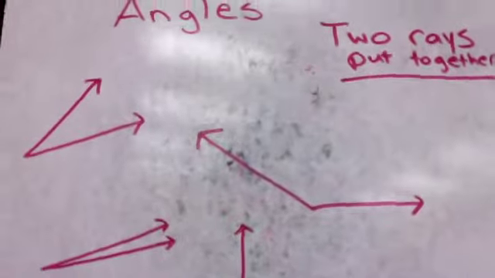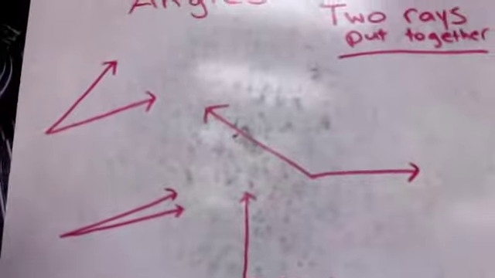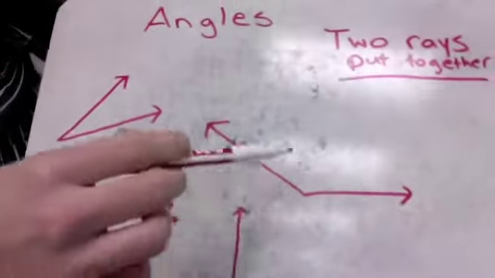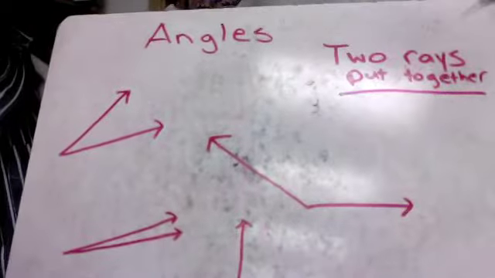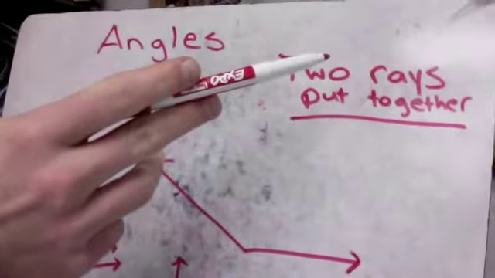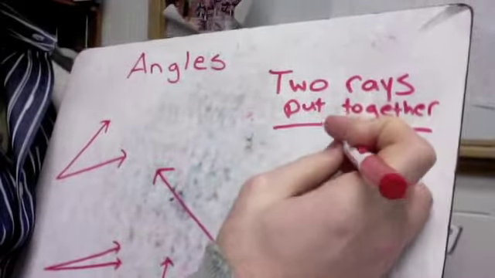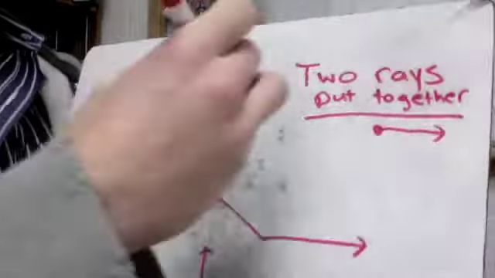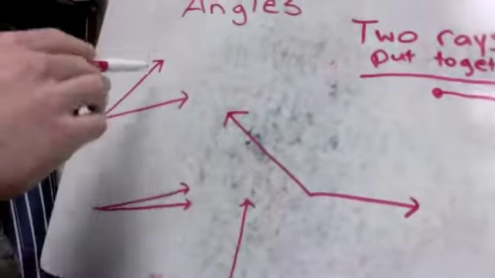We're going to start our discussion of angles with a few things about angles. First of all, four of these things on here are angles. And all an angle really is, is two rays put together. If you can't remember what a ray looks like, a ray is just something that stops on one end and continues on the other end. So these are all two rays put together.